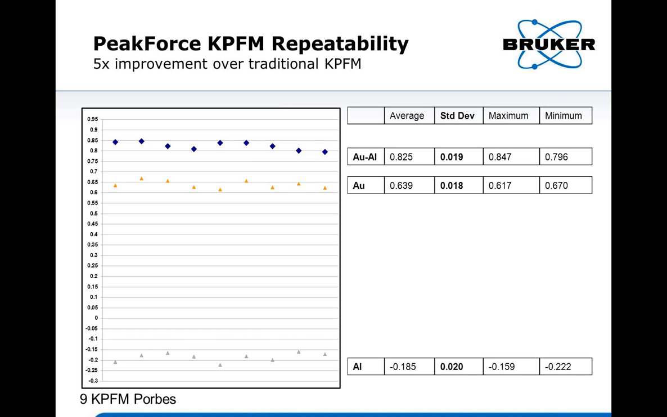So let me give you some perspective. In the traditional way, usually the standard deviation is about 100 millivolts, or sometimes can be slightly bigger than that, or sometimes maybe slightly smaller. But on average, we improve the measurement accuracy by a factor of around 4 or 5. So it's quite a significant improvement.